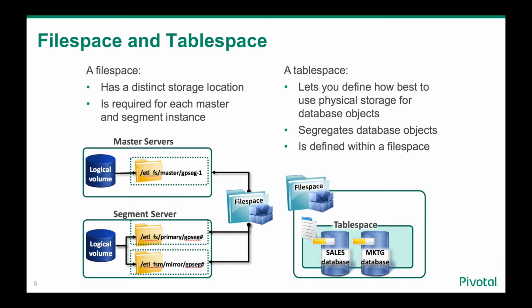In Greenplum, physical volumes are allocated as a file space. This is the physical location on a disk where database object, data, and index pages are stored. At the logical database level, a file space is then mapped to a table space. A table space becomes part of the logical object definition in Greenplum.